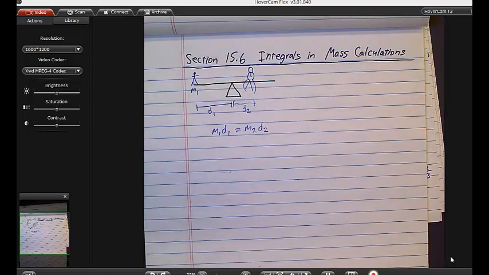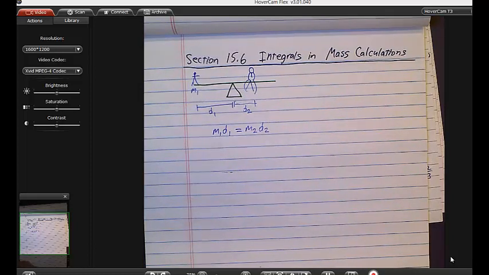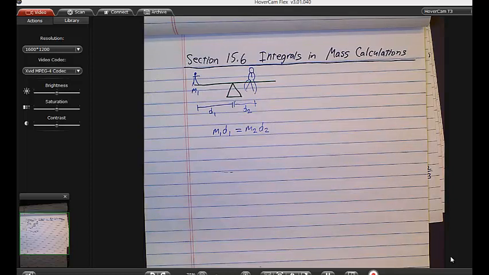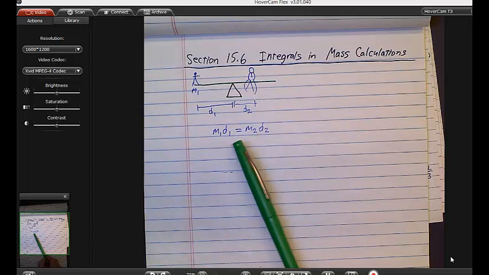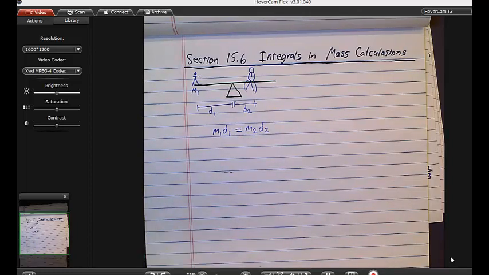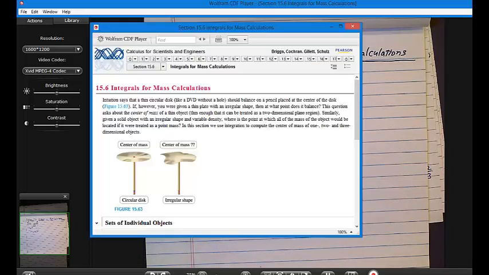Who was the Greek that said, "Give me a fulcrum and I'll move the earth"? Archimedes? One of the big three. It might have been, yeah. So, this concept comes into play in this section. As a matter of fact, your book talks about this right away. So let me jump to it. Here's your book's take on this. Integrals for mass calculations.